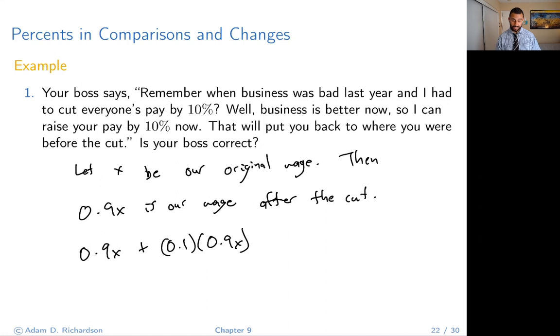No, that's not going to be true. And it has to do with the fact that this is going on. It's not doing 10% of our original wage. He's doing 10% of our reduced wage, which is going to be smaller. So he's trying to pull a fast one on us, right? At least I think. Or maybe he just has no idea how to do this type of math, which would not be too surprising.